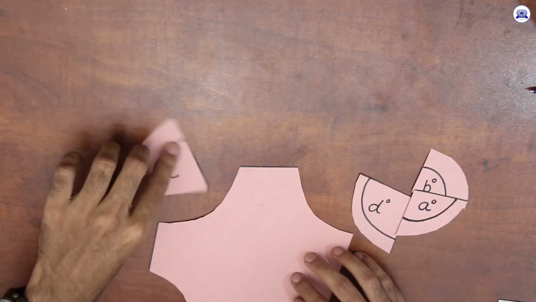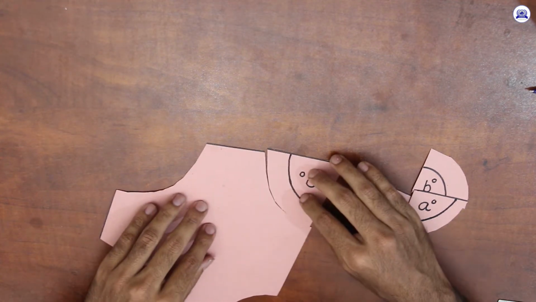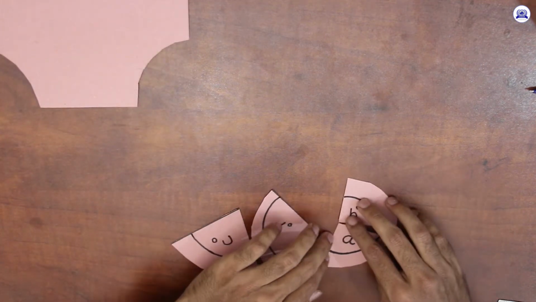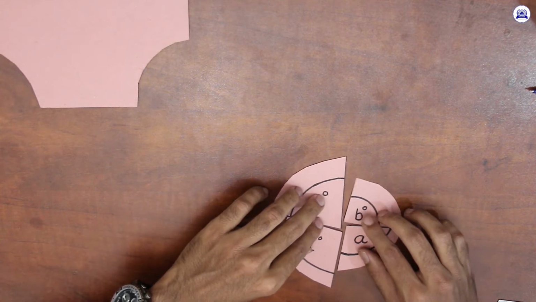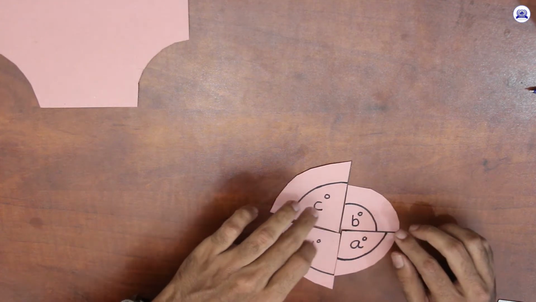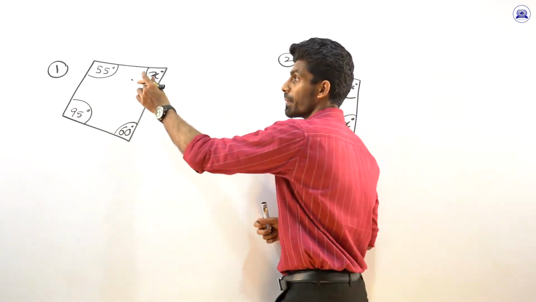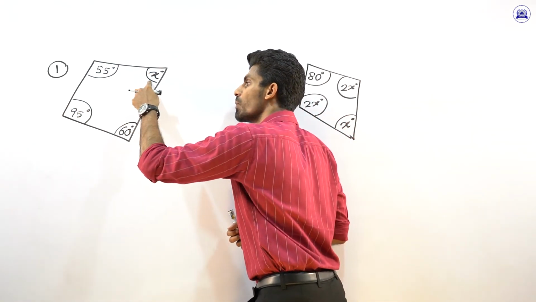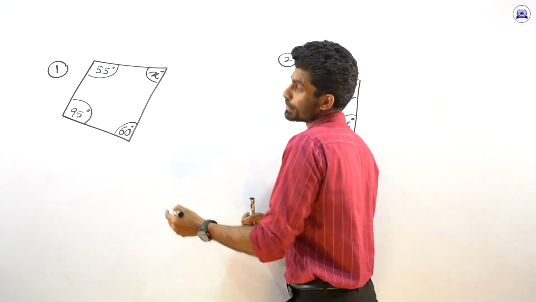So angles A, B, C and D, the summation should be equal to 360 degrees. A plus B plus C plus D equals 360. Let's take the first example. We need to find out the x. We know that all 4 angles should be equal to 360. Very easy. Let's do that one.